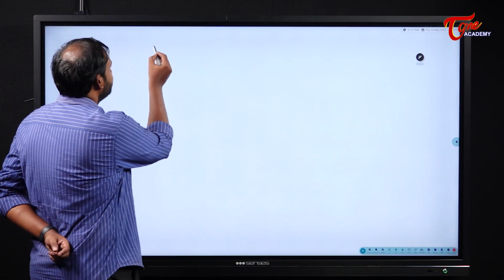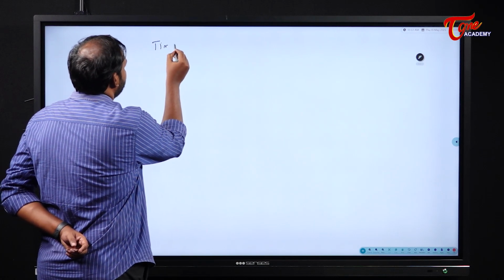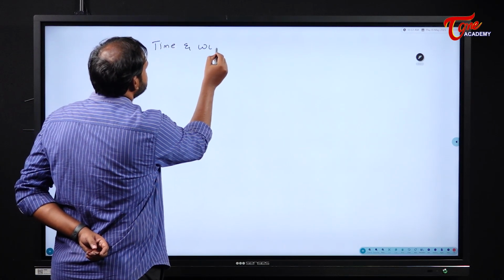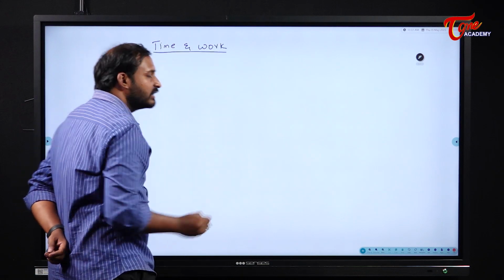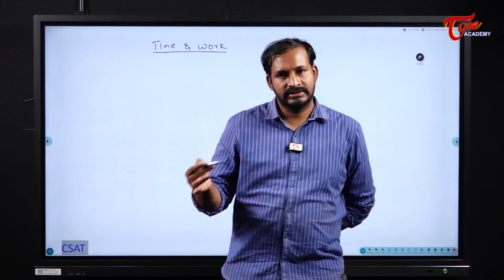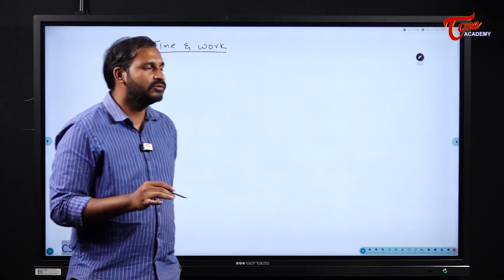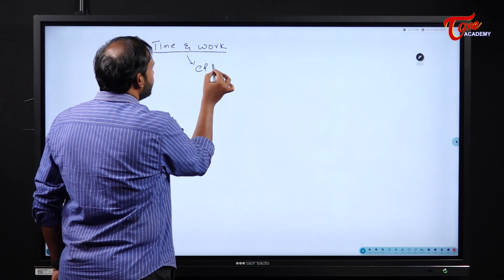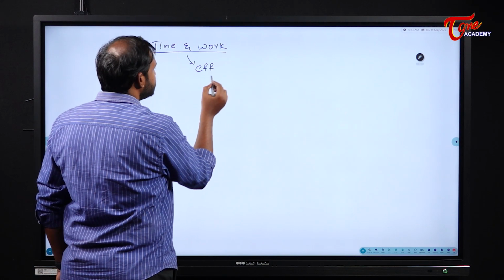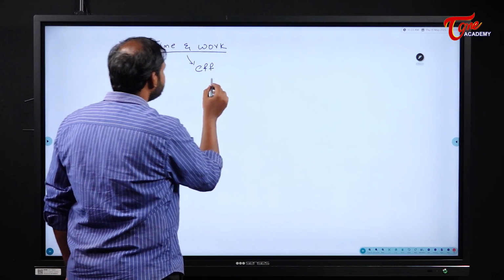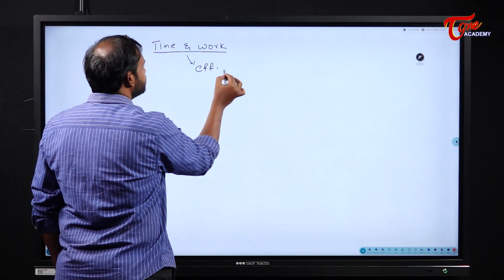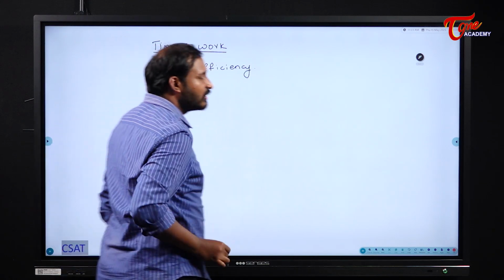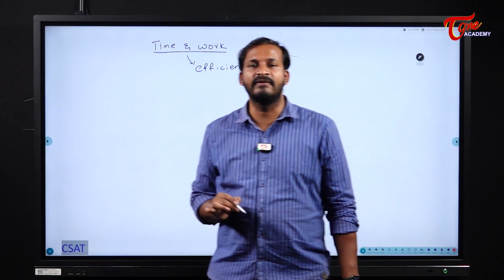Now see here students, time and work. From this, what we can understand is they will give us certain work and we should finish it in a certain time. We are going to solve this time and work with the concept of efficiency. We are going to solve this time and work concept with the help of efficiency.